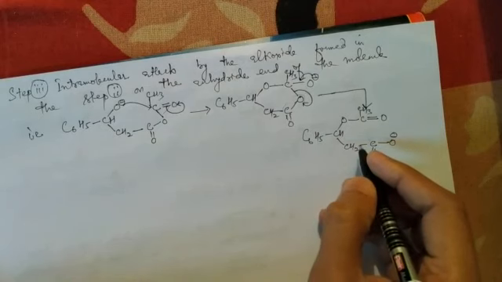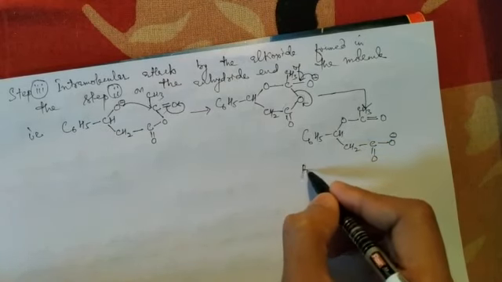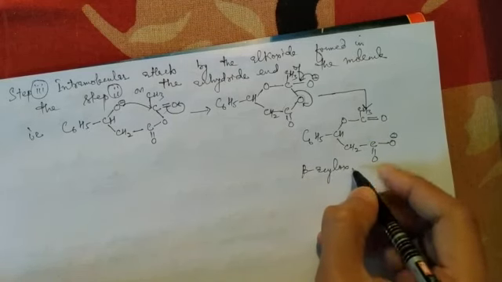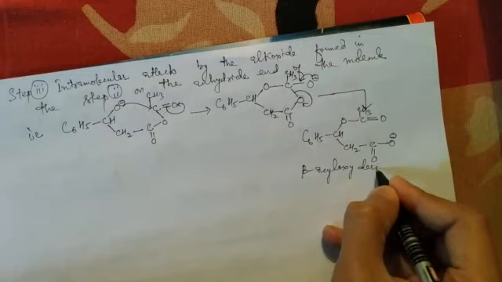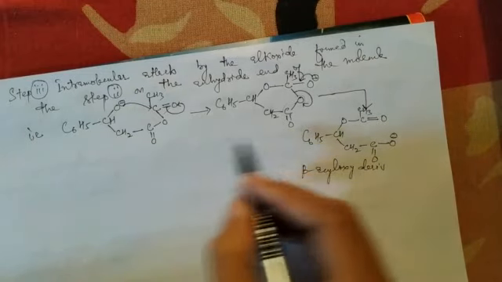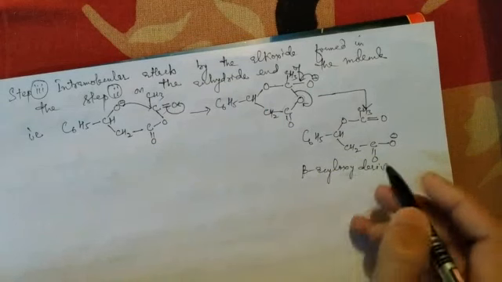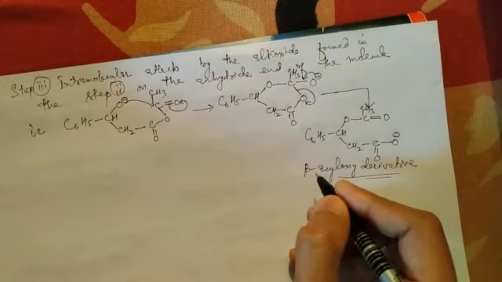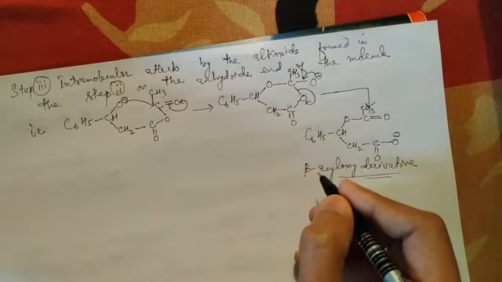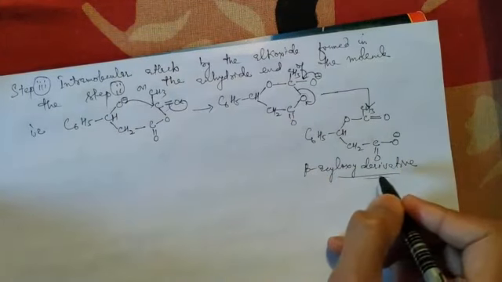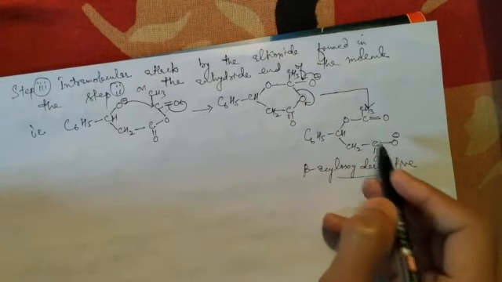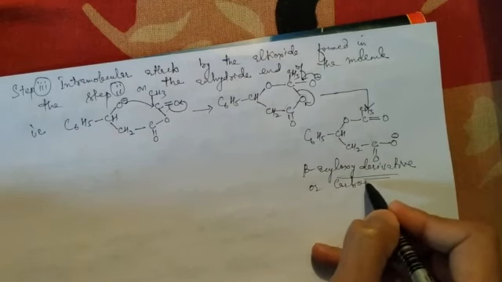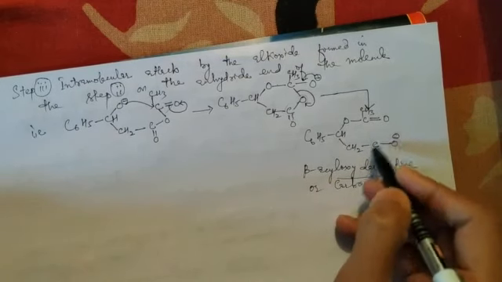So this is beta acyl oxy derivative. This is simply beta acyl oxy derivative, which is formed as a result of this intramolecular attack in step 3. Now what happens in step 4? This beta acyl oxy derivative or simply carboxylate ion, as I have already told you, this is the carboxylate end.